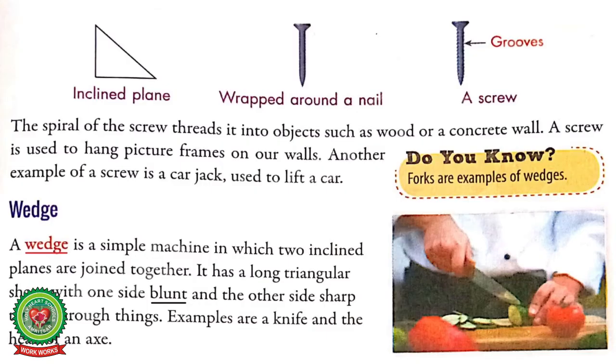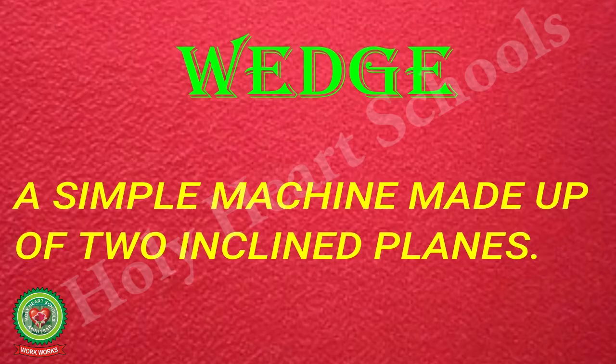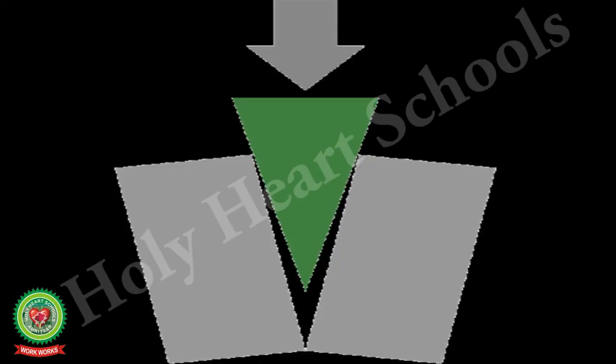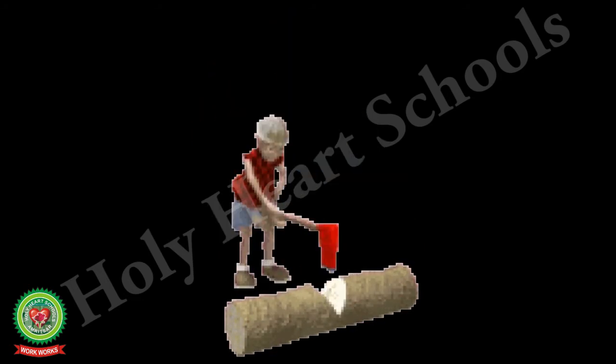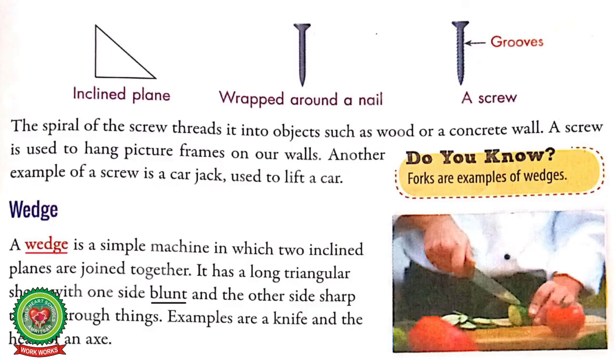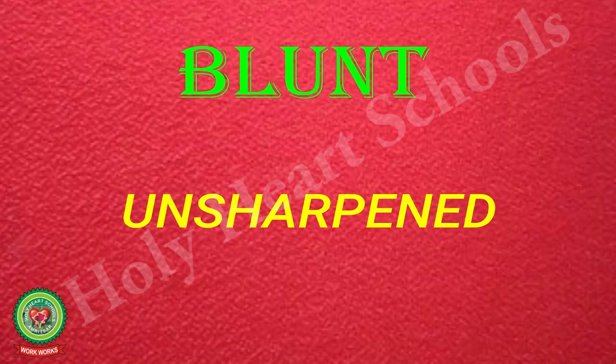Now next is wedge. A wedge is a simple machine made up of two inclined planes. It is a simple machine in which two inclined planes are joined together. It has a long triangular shape with one end blunt and the other side sharp to cut through things. Underline the word blunt and write down its meaning: unsharpened.